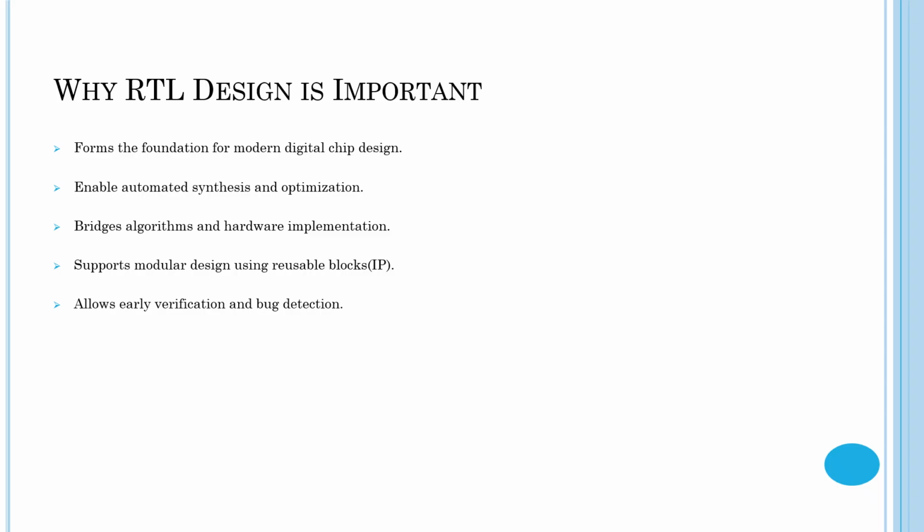RTL also forms a crucial bridge between algorithms and real hardware. If we design a digital system like a UART, processor control logic, or an ALU, first we write the algorithm, and RTL is the stage where that algorithm becomes a real hardware description that can be fabricated onto silicon or implemented on an FPGA. Another benefit is modularity.